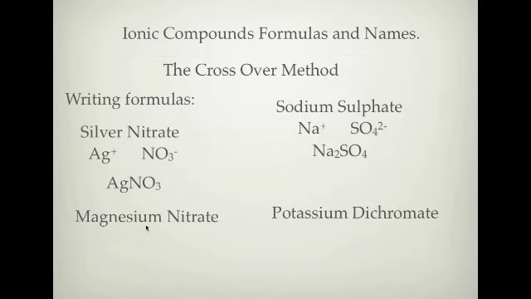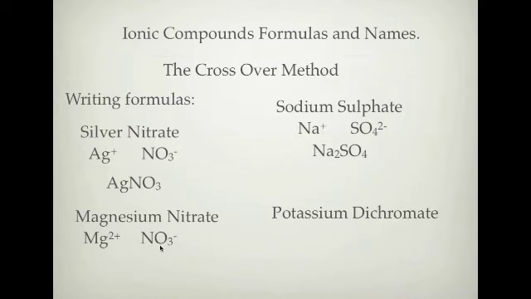Next one is magnesium nitrate. Now magnesium is in group 2, so it has a positive charge of 2. Nitrate is a polyatomic ion, and it's got a charge of negative 1. Now using my crossover method, what I'll do is I'll take my 2 from my positive ion, and that's how many negative ions I need.